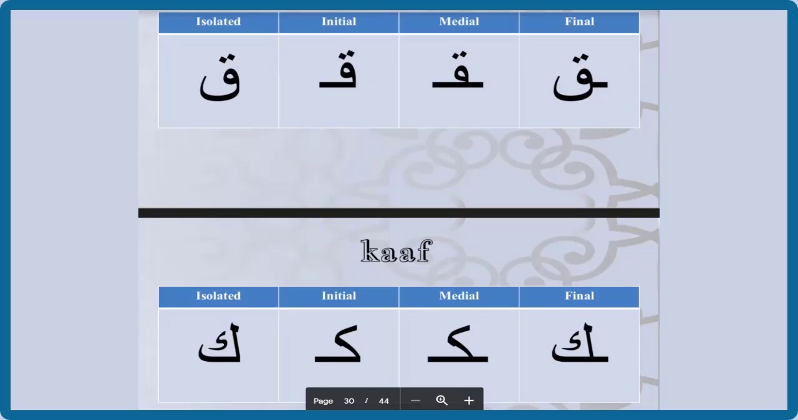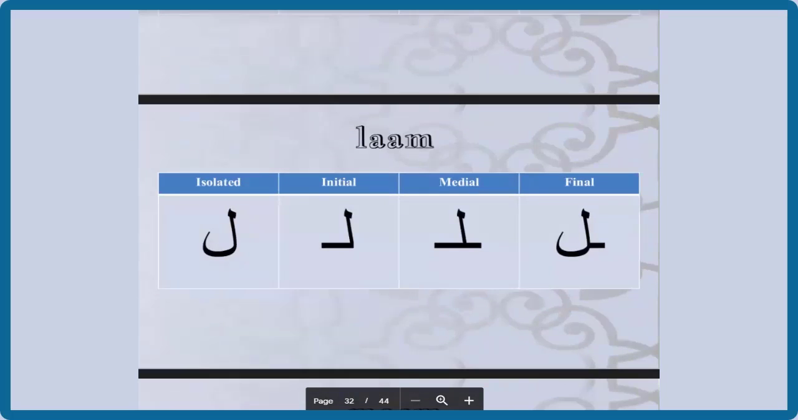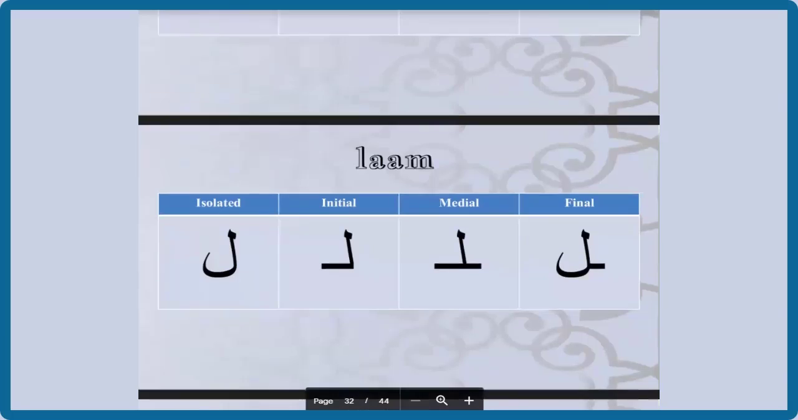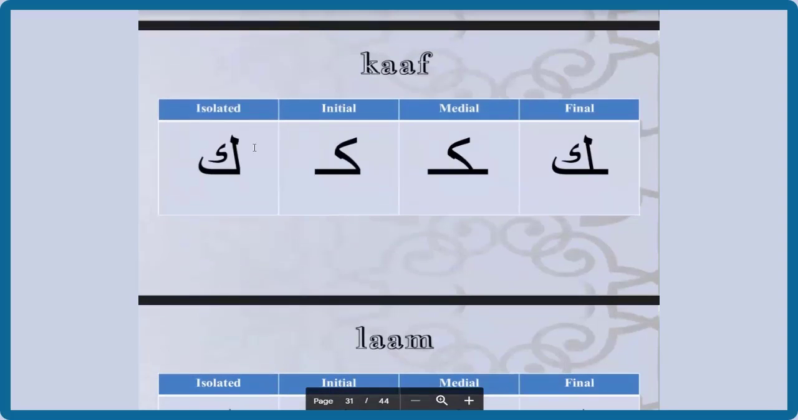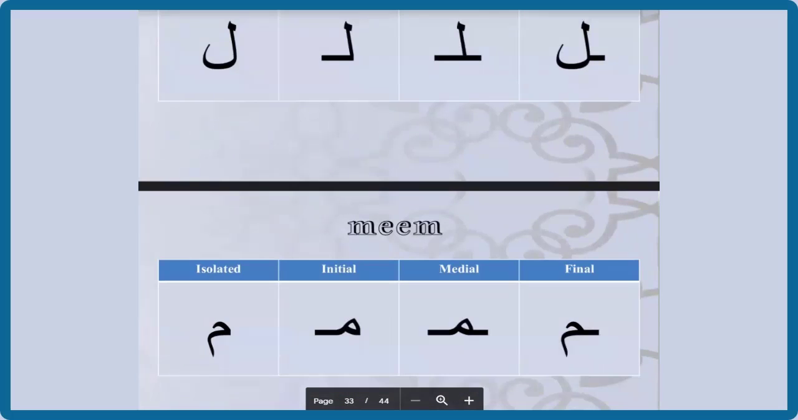Then the next letter is kaf, ka sound, right? Ka, candle, C sound. Kaf, sometimes you will find kaf in this shape, sometimes you will find kaf in this shape. Both are the right ways. These are the different forms of writing sometimes. So kaf, initial form is like this, medial is like this, and this is the final form. Then lam. So again, this is the initial, medial, and final.